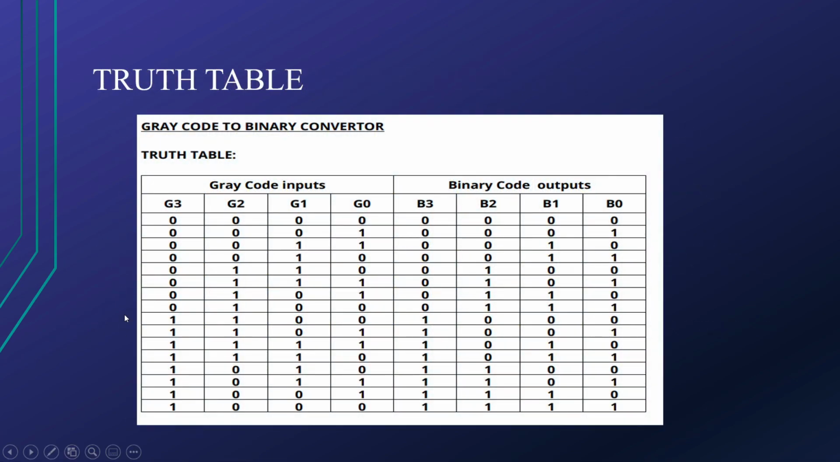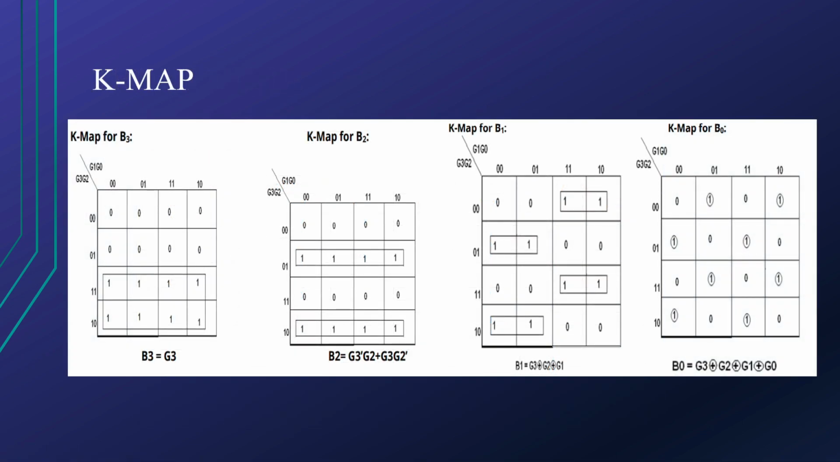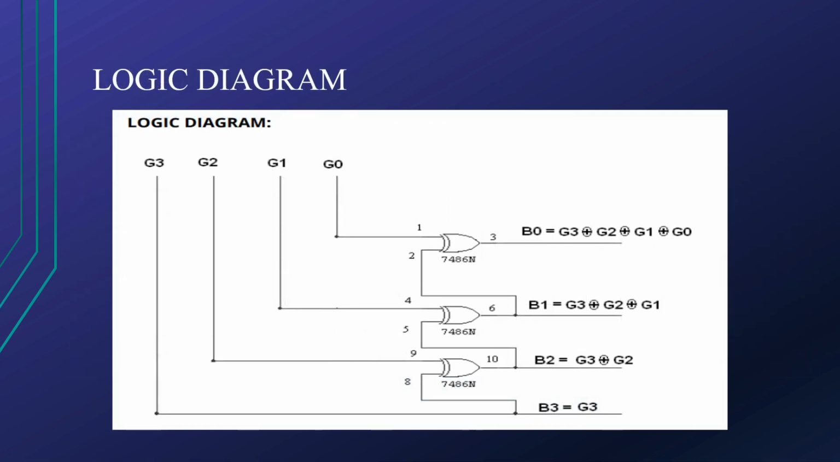The truth table for gray code to binary converter is this. K-map. Once again, the K-map is constructed for 4 types, that is B0, B1, B2, B3. Here we did it for B and there we did it for G. Logic diagram. The logic diagram for gray to binary code converter is this.